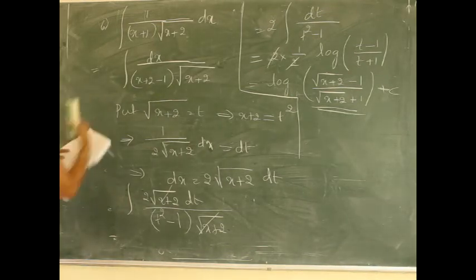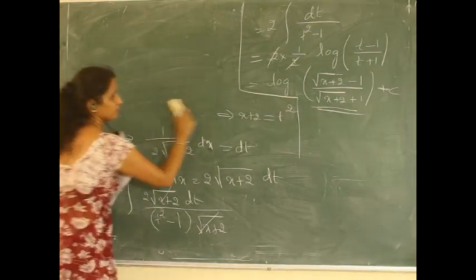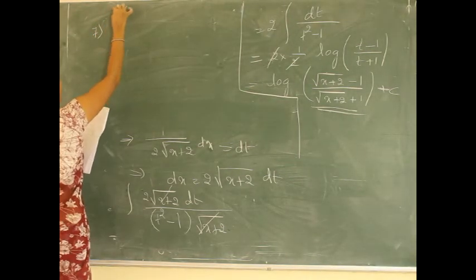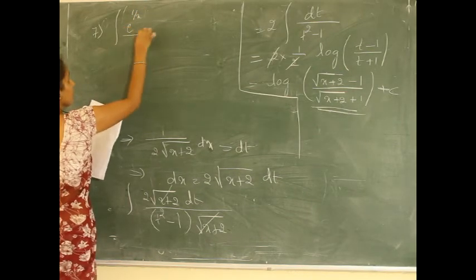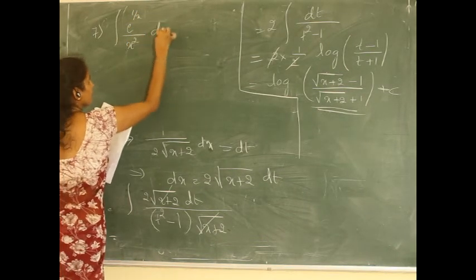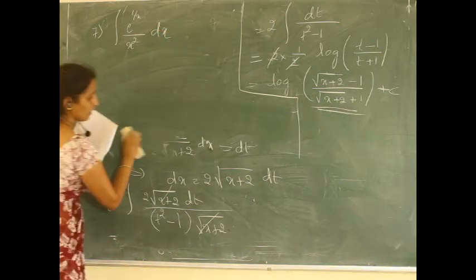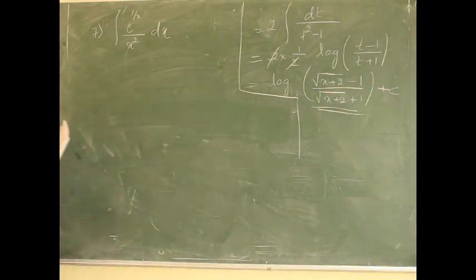The next question will be the seventh question. The integral of e power 1 by x divided by x square dx. So what is the method to solve this? Here it is the integral of e power 1 by x divided by x square.